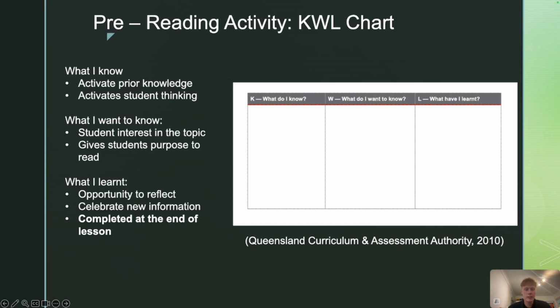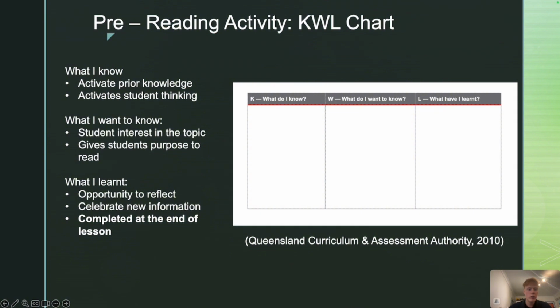For my pre-reading activity, I'm going to be using a KWL chart. The KWL chart stands for what I know, what I want to know, and what I learned. The what I know stage of it activates the students' prior knowledge and begins them to start thinking about the subject that they're going to be learning about.